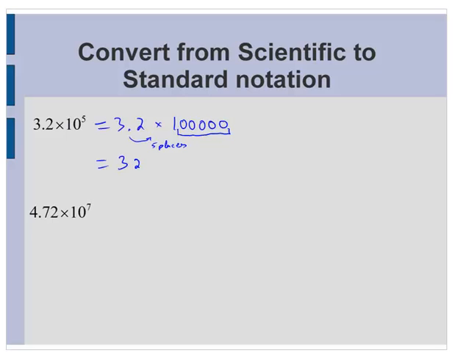So that would be 1 place, and then I have to bring in zeros. 2, 3, 4, 5 places. So the decimal moved from here 1, 2, 3, 4, 5 places. And so 320,000. Similarly, 4.72 times 10 to the 7th, well, I'm going to let you try this one on your own. That would be a good time to pause. Write this number in standard notation.